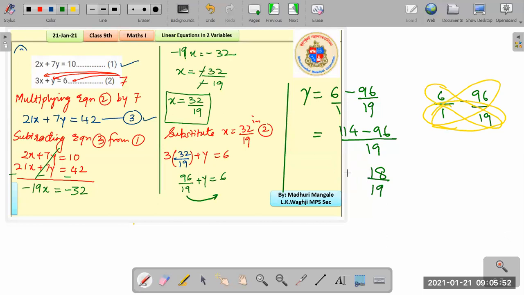Yes. So don't be afraid of getting the answers in fractions. No worries at all. You can get answers in fractions. Okay. No need to bring it into decimals also.